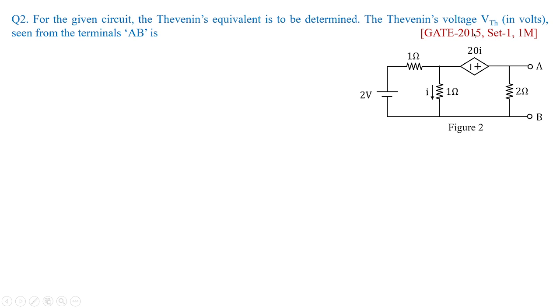See, in GATE 2015, it was asked for 1 mark. Again, it was a current dependent voltage source, and the terminals were across 2 ohms. We need to find out the Thevenin's voltage. Options were not given, so you don't have any multiple choices. Directly, you need to find out the answer by the concept. So we need to find out the open circuit voltage across AB.